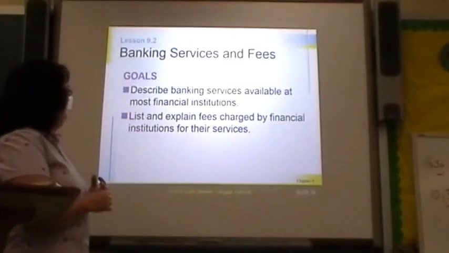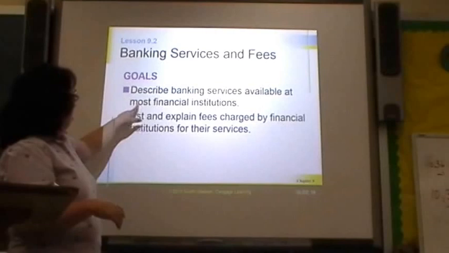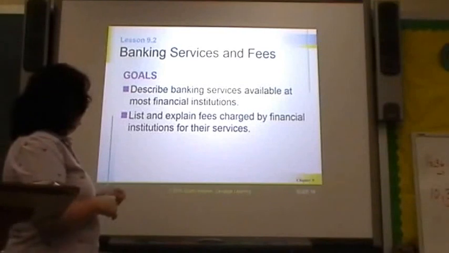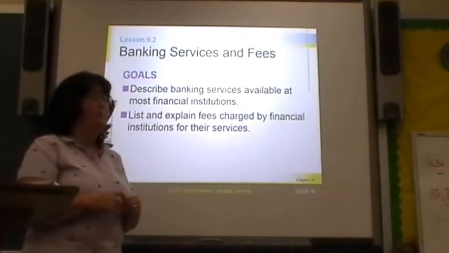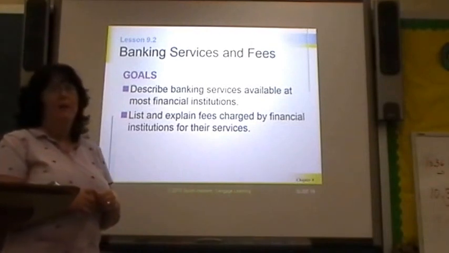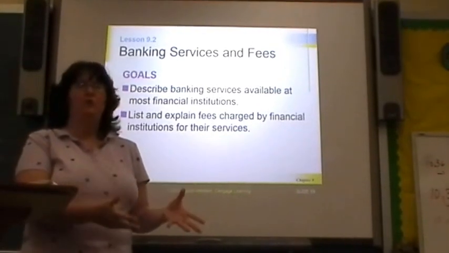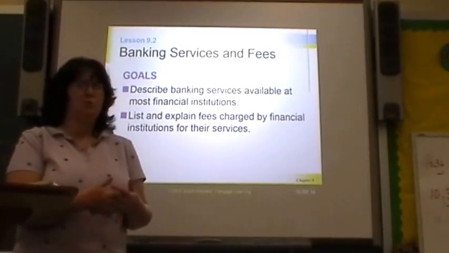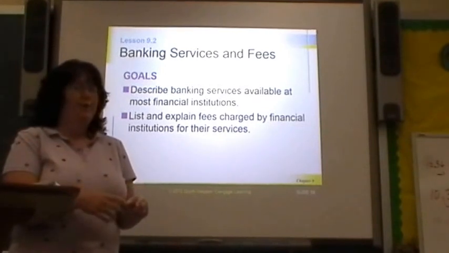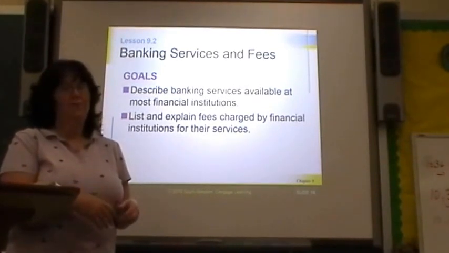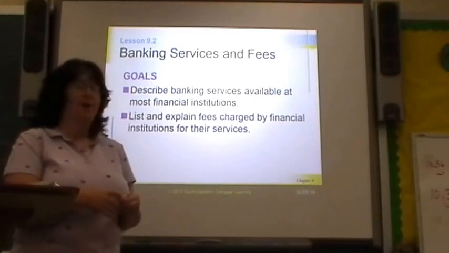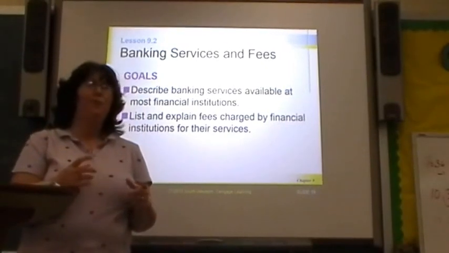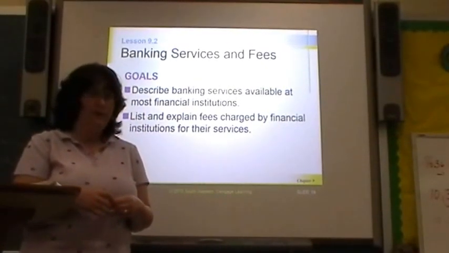All right, what do we want to know about all this? Banking services and fees. Our goals are to describe banking services available at most financial institutions, list and explain fees charged by financial institutions for the services. So they collect money not just from interest on loans, or if they take money in and invest it in stocks or mortgages, okay? They are also charging you because they're providing services, and those service fees have gone up and up. I read just recently that there's an average of 30 types of fees that can be associated with a checking account.